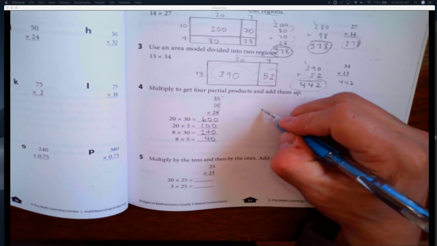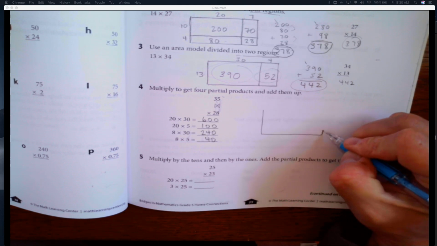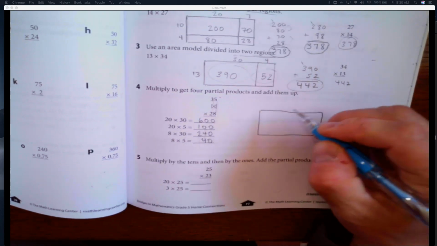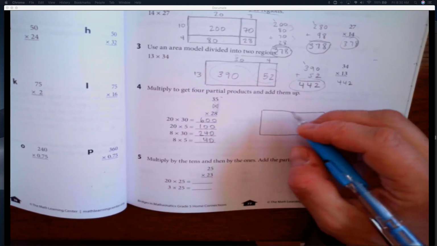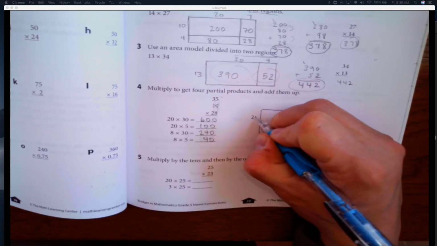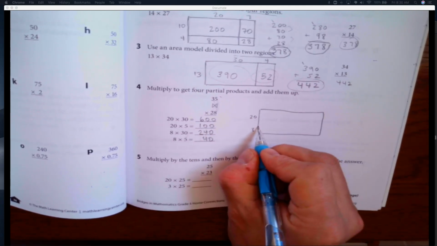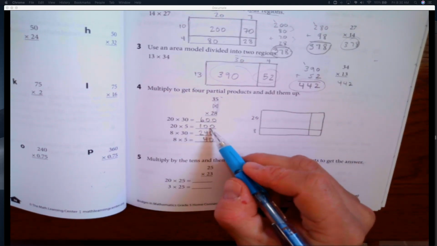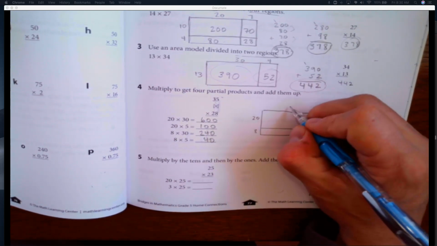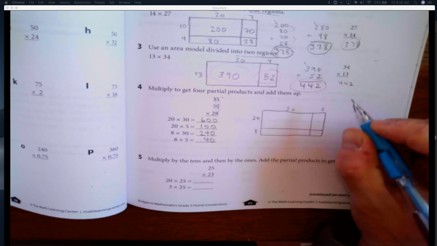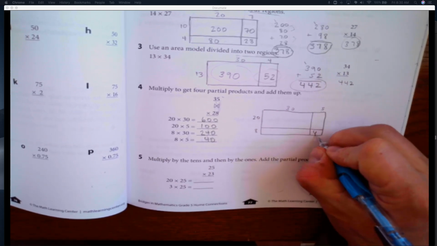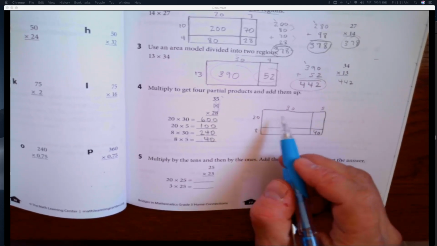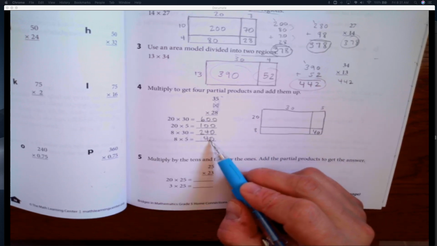I also want to show you this real quick. And you can write this down if you want, or just watch Mr. Mac. I'm going to split these up. I'm going to write my 20 and my 8 here just to show you the partial product, how that looks. And you're going to see the exact same numbers here as in our box, okay? 30 and 5. So 35 times 28. So 8 times 5 is 40.